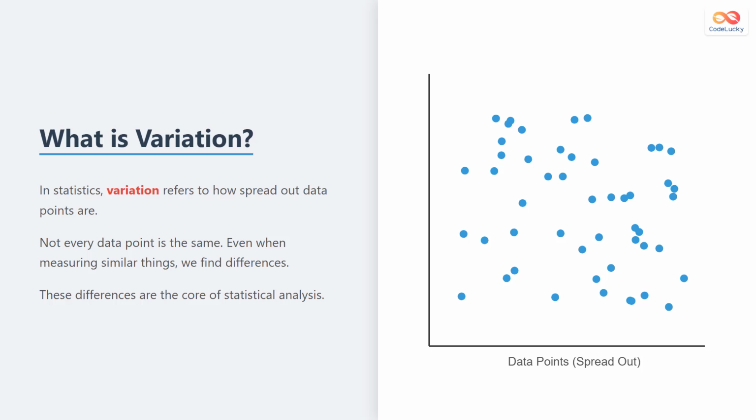First, let us define variation. In the world of data, not everything is identical. Variation simply refers to the spread or dispersion of data points. When we measure things, whether it is test scores, heights, or temperatures, we rarely get the exact same number every time. These differences are what we call variation.